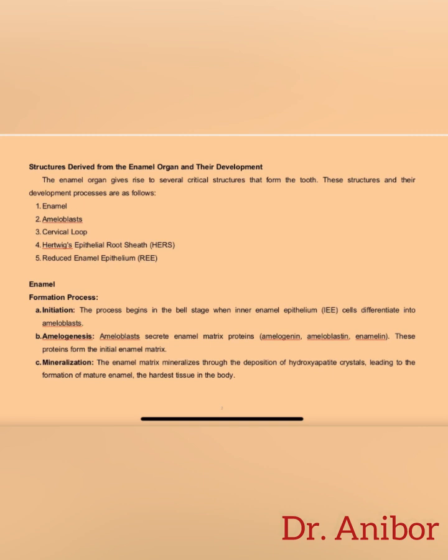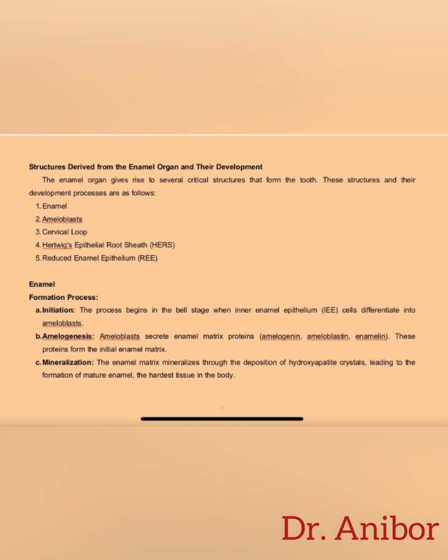Now let's see highlights of how the enamel is formed, the formation process of the enamel. Just a few highlights. The process involves initiation, amelogenesis, mineralization. Initiation, what is initiation? In the formation of the enamel, the formation process involves initiation. This begins in the Bell stage, what we call the Bell stage. At the Bell stage, you find that the inner enamel epithelium has cells, and these cells differentiate into ameloblasts.